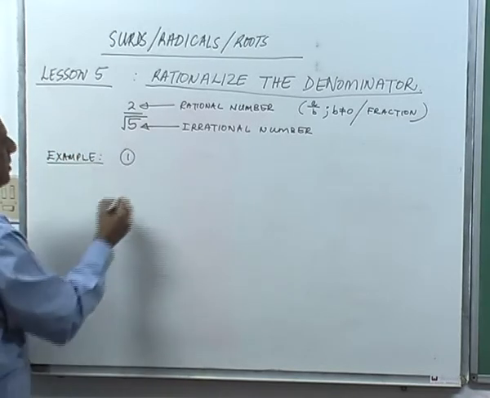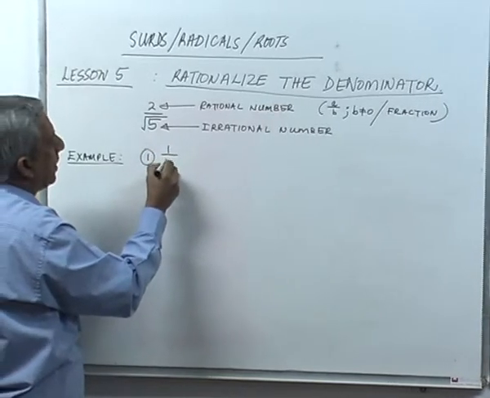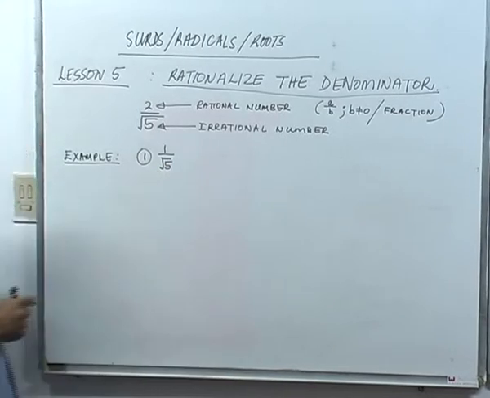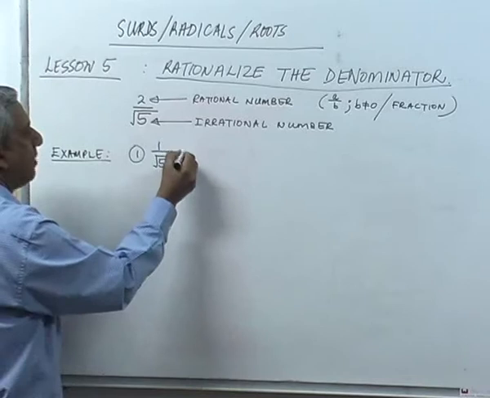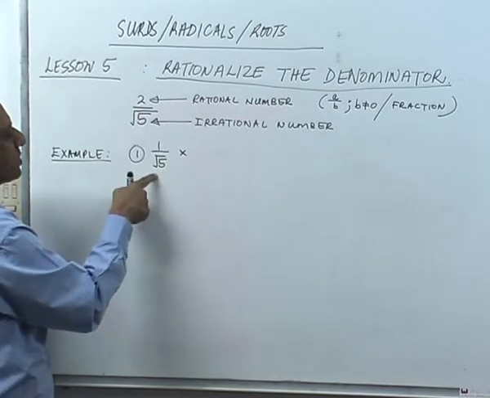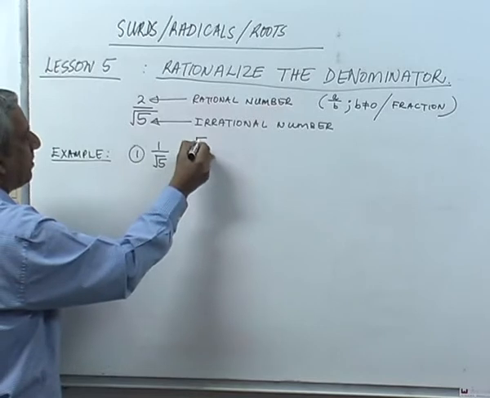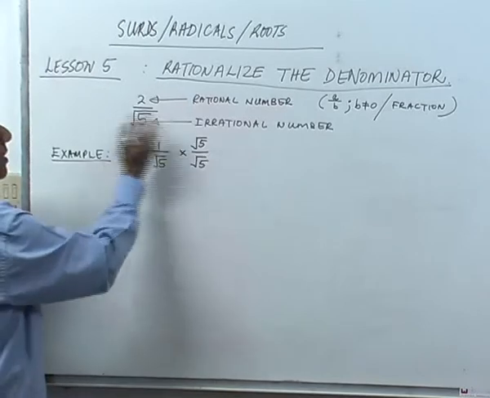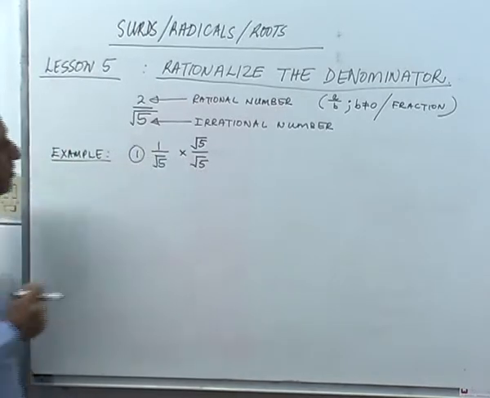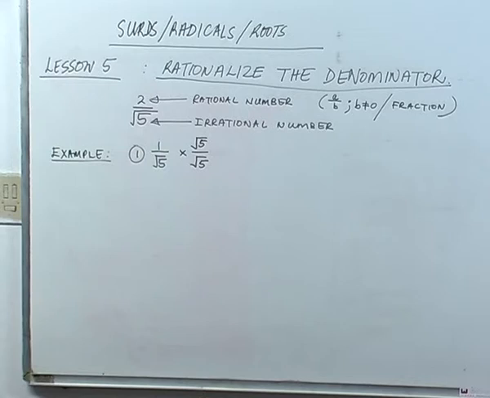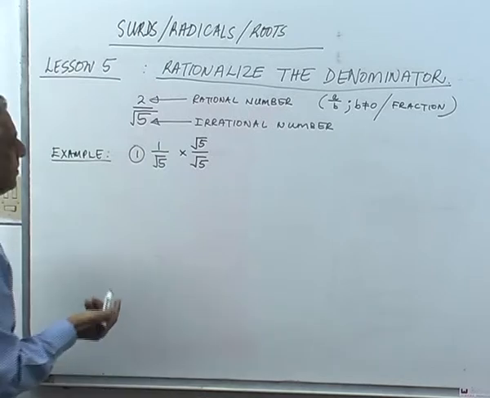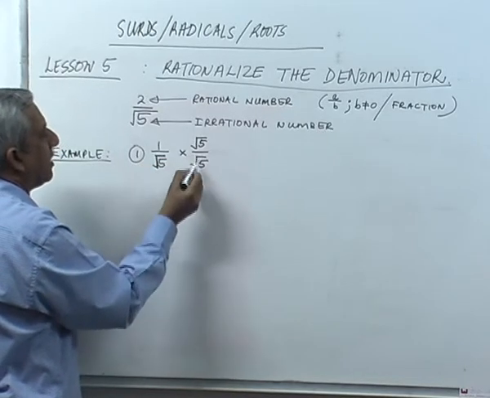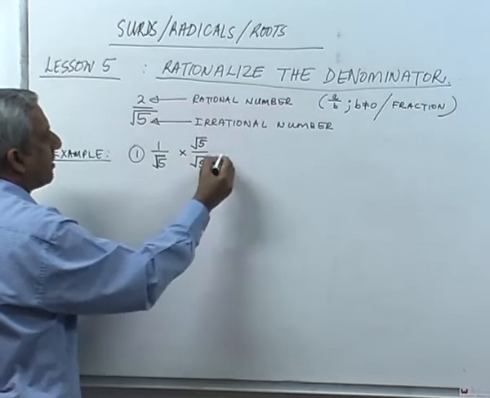Number 1. Suppose I gave you 1 over square root of 5. Now this is irrational. You want to rationalize it. So all you do is you multiply. You look at the denominator. The denominator is square root of 5. So you multiply by square root of 5 over square root of 5. So what you're doing, you're multiplying this by 1. Square root of 5 divided by square root of 5, you're multiplying it by 1 really. So you're not changing its value. So the secret is look at the denominator and then multiply square root of 5 over square root of 5.